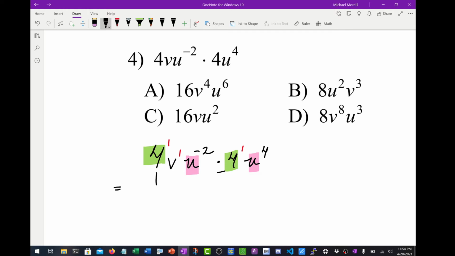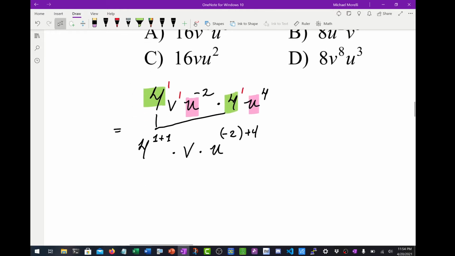So first we'll start with the 4s. So I've got 4 raised to the power of 1 plus 1, times v, which has no partner, times u raised to the power of negative 2 plus 4. Okay, so we'll just continue working there. So this is 4 raised to the power of 2, 4 squared, v, and then u raised to the power of negative 2 plus 4, which is positive 2.